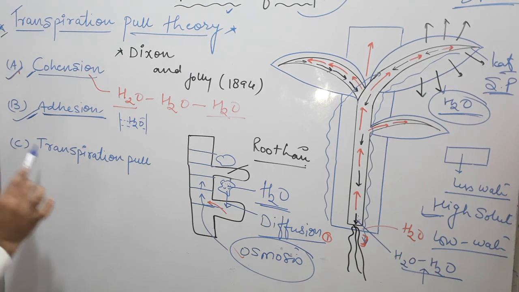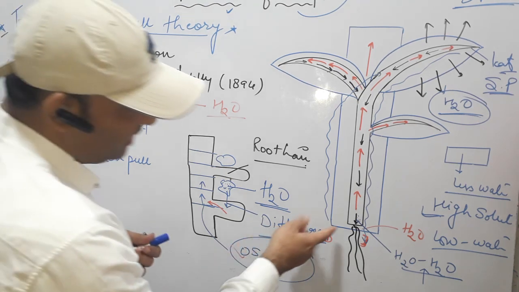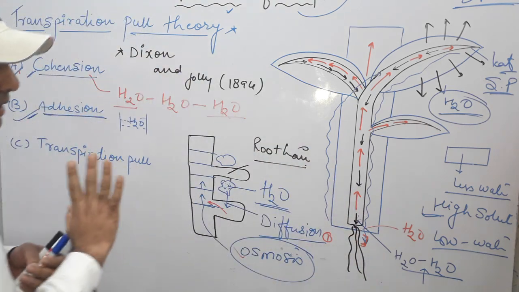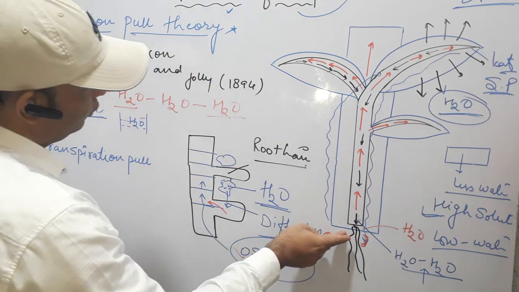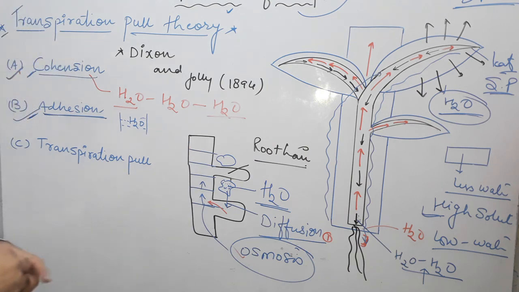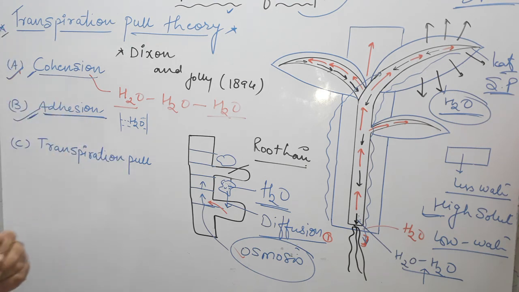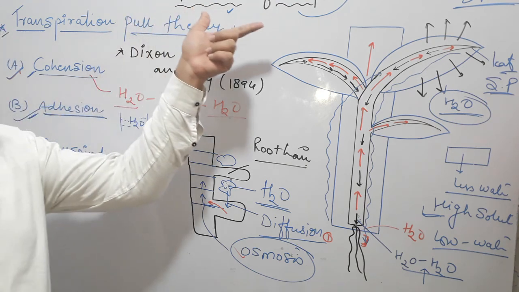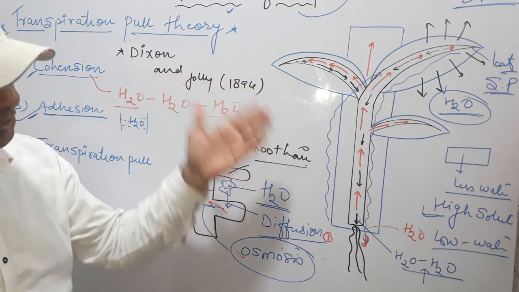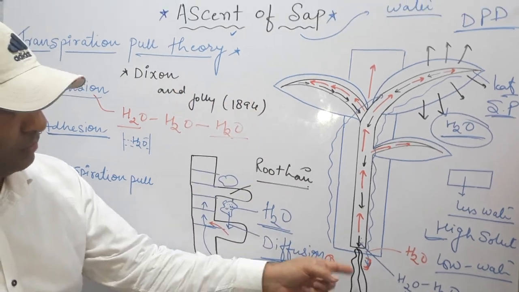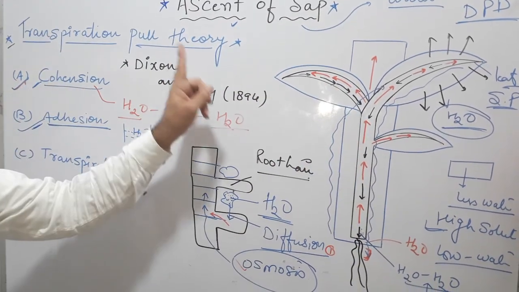Now what is the role of transpiration pull? The role of transpiration pull is that it sucks the water from here. Clear? It sucks the water from the upper part of the root through the xylem. So these three parts completely explain the transpiration pull theory. Again I explain. First of all, ascent of sap means the process by which water molecules are transported from root to the different parts of the plant is called ascent of sap.